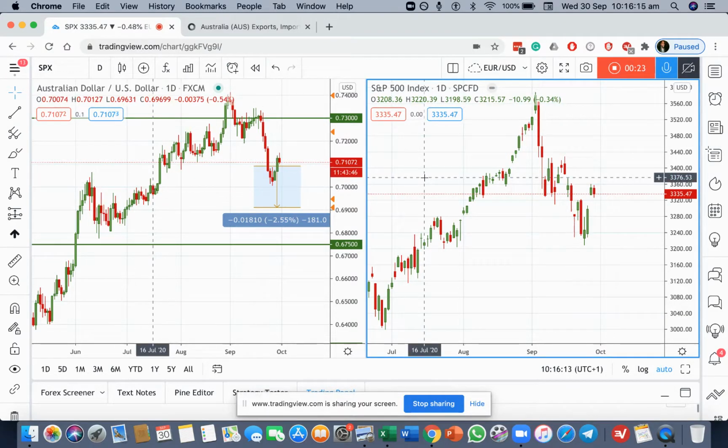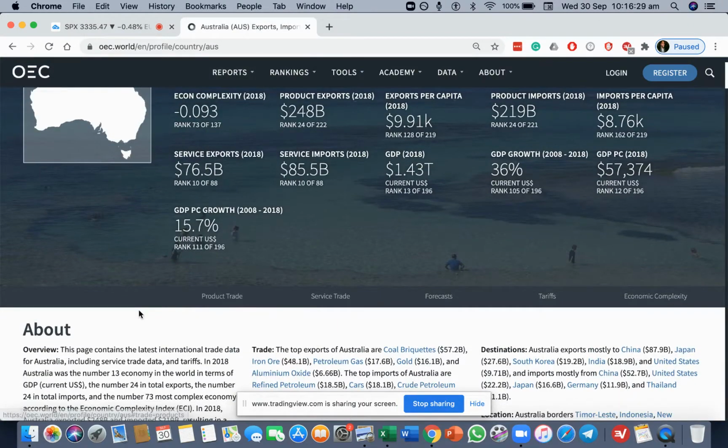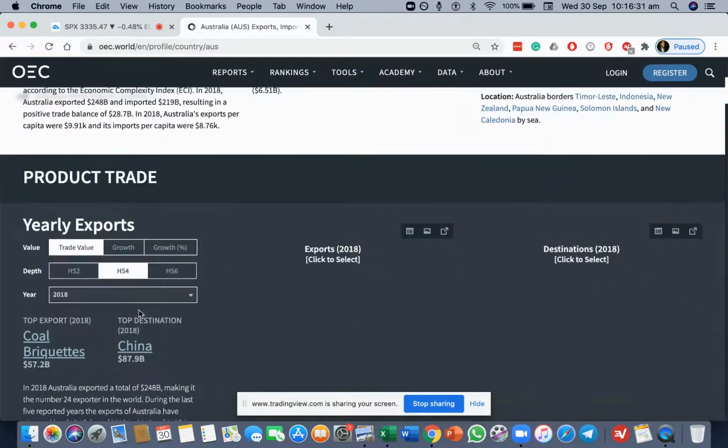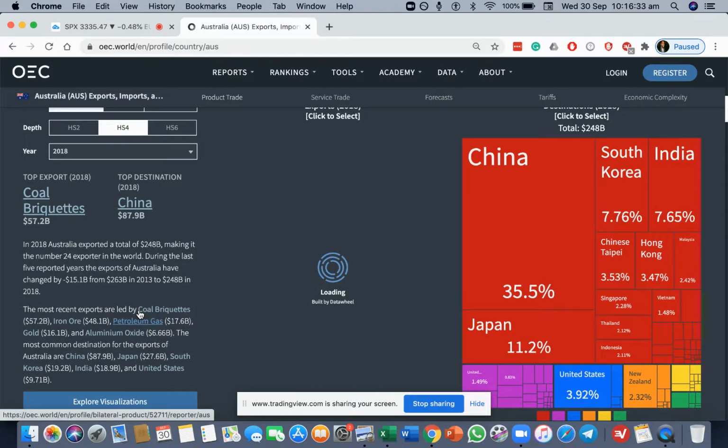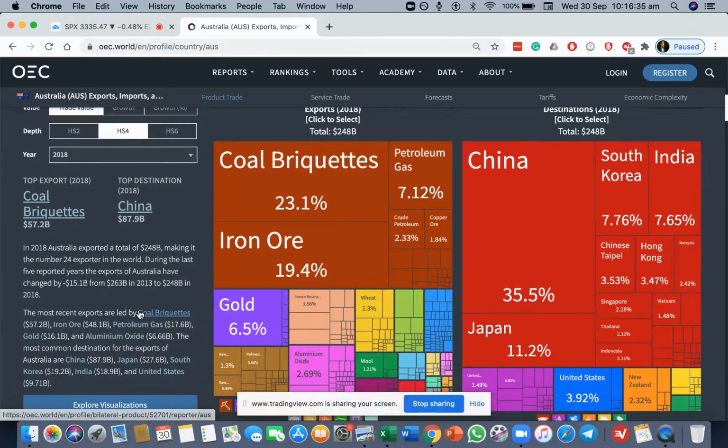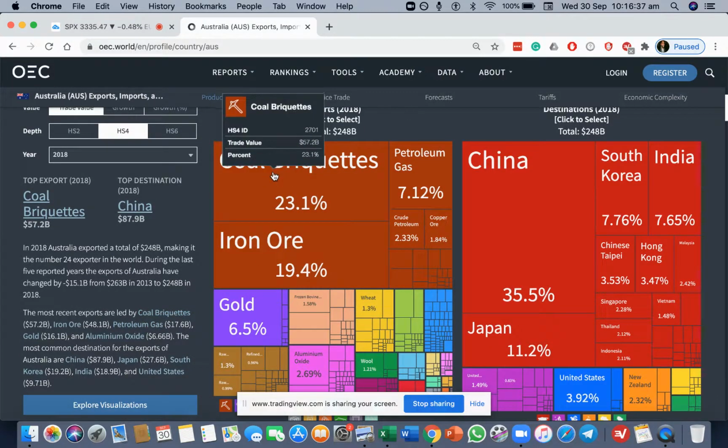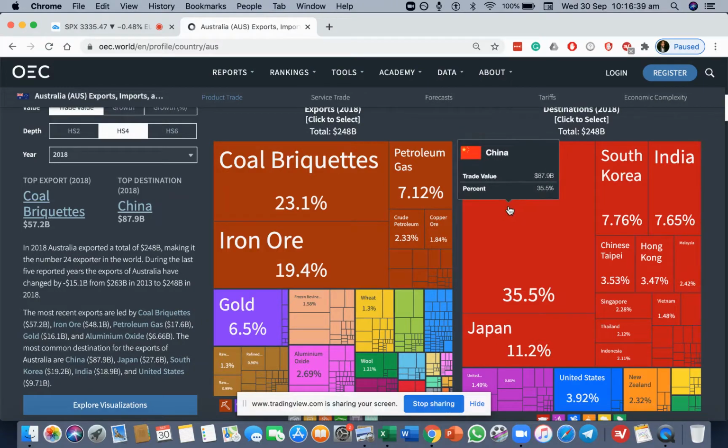And then we can also link the S&P 500, the US stock market, to the iron ore price, because if the US economy is growing, then the demand for commodities is growing, and that means the demand for iron ore, which is Australia's main export, will increase, and that will boost the currency in the market. So let's have a look at the Australian economy and show you their main exports, again, which is iron ore and coal, China being their main trading partner.